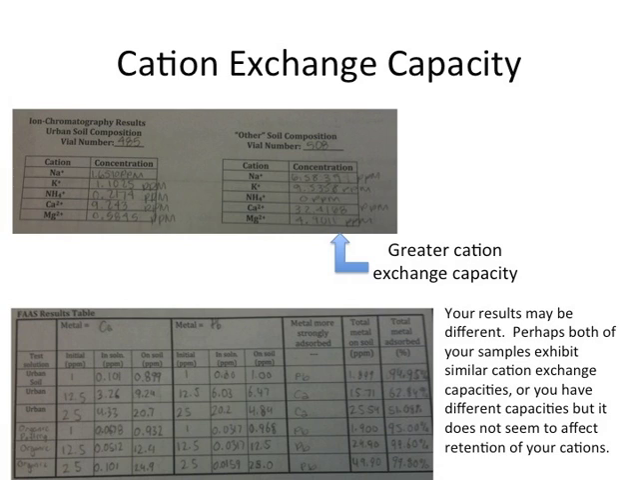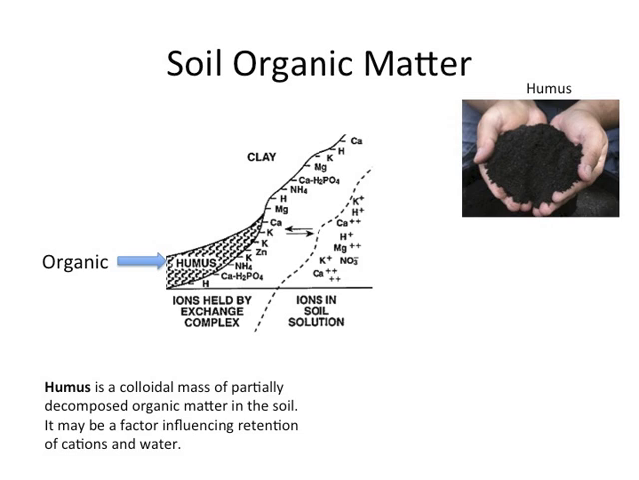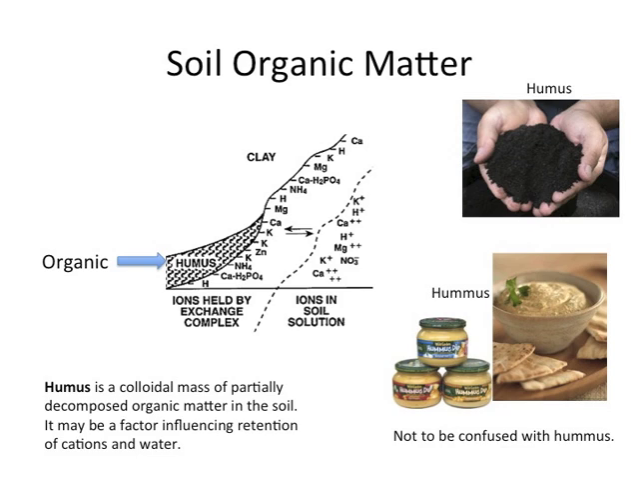If your results are different, you can once again discuss them. Perhaps both of your samples exhibit similar cation exchange capacities, or it appears uncorrelated with your retention values. Either scenario would be worth discussing. Organic constituents in your soil may also lead to greater retention. Humus, which is partially decomposed organic matter, may be affecting the retention of cations and water. Don't confuse this with hummus, a tasty treat made from chickpeas.